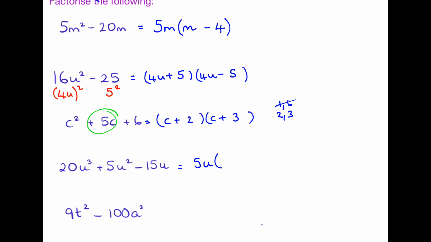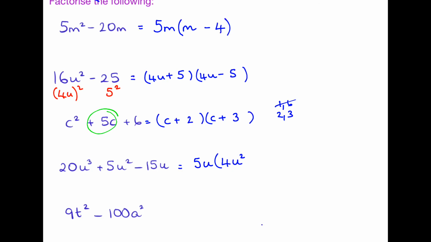Let's just lose all those lines. All right, so first of all then, 5u times this gives us 20u cubed. So we'll deal with the numbers first. 5 times, that must be 4, is 20. And then u times whatever goes here has to give us u cubed. So that must be u squared.